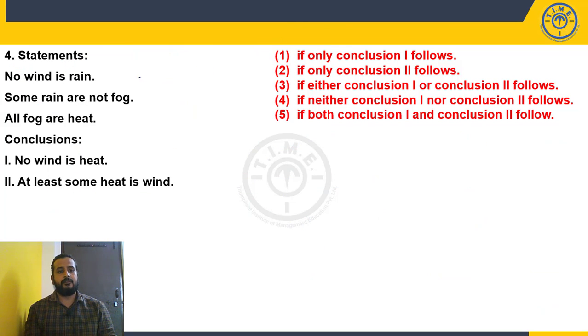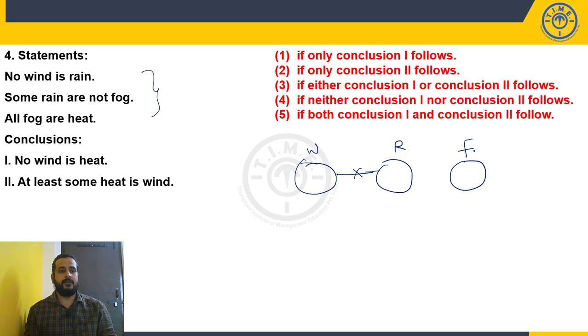Now draw the basic diagram for the given statements. No wind is rain. Okay. What is the second conclusion? Some rain or not fog. Okay, some rain or not fog. It is a basic diagram.